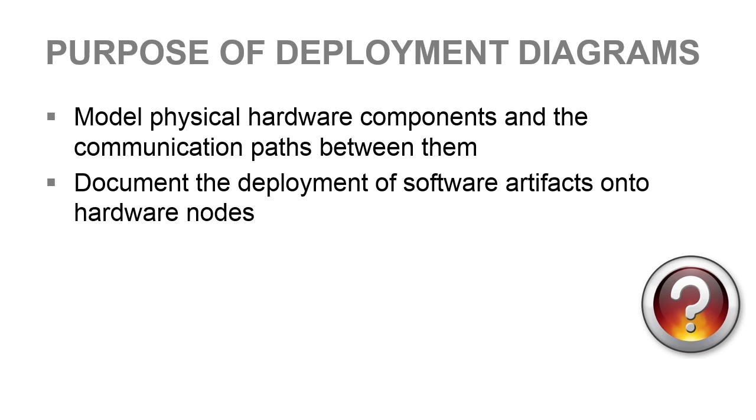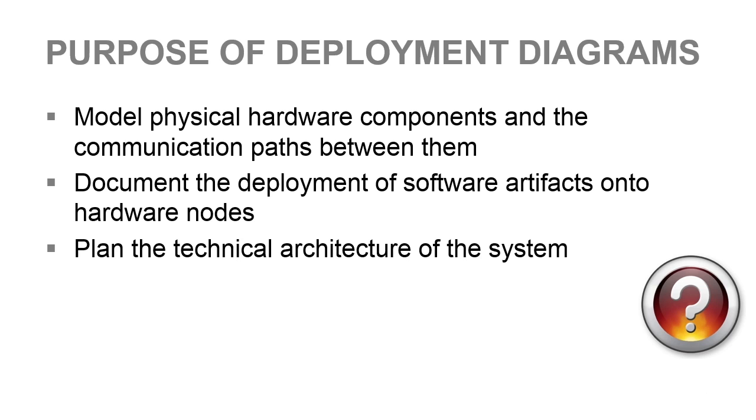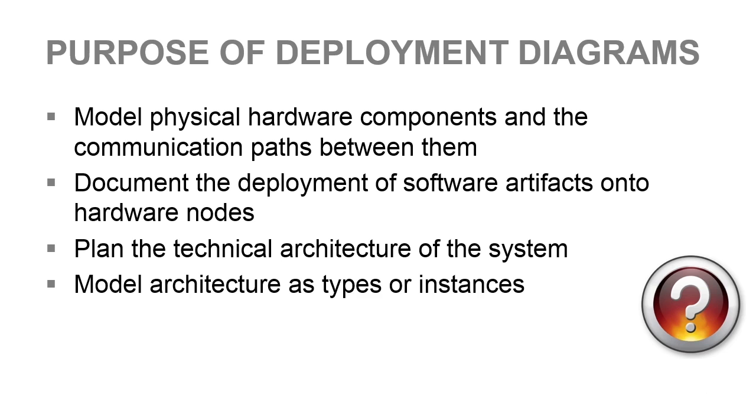This includes execution environments, which represent software like operating systems, application servers, or databases that act as containers for other software, and also the other software artifacts that are deployed onto them. These two aspects can be combined to model the technical architecture of a system in terms of hardware, software, communication, and dependencies. Finally, it's worth pointing out that in the same way as you can model classes and objects, you can model the types of hardware and software that will be deployed in your system, and you can model the specific instances that will be or are configured in a particular environment.